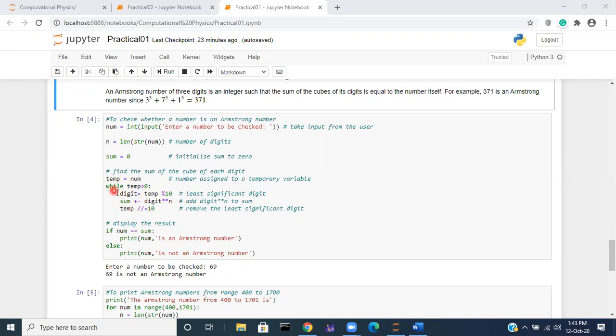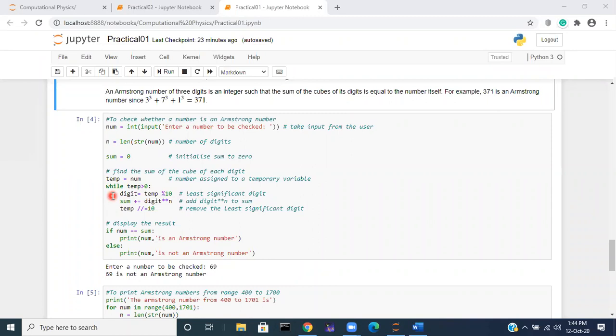Now the while loop statement: while temp is greater than 0, digit equal to temp percentage 10. This is modulo division by 10. Last time we discussed a similar example. Digit equal to temp percentage 10 means you divide the temporary number by 10 and you take the remainder.